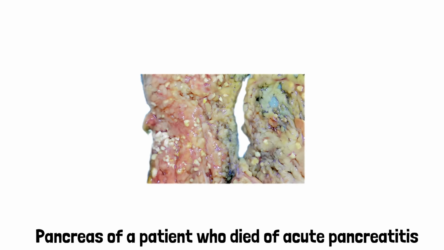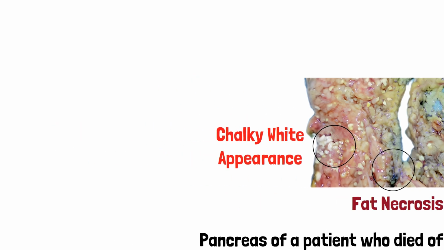Let's have a look. So this is the pancreas of a patient who died of acute pancreatitis. And as you can see here, this is fat necrosis. These small white areas are the fatty acids and calcium combined, giving it a chalky white appearance.